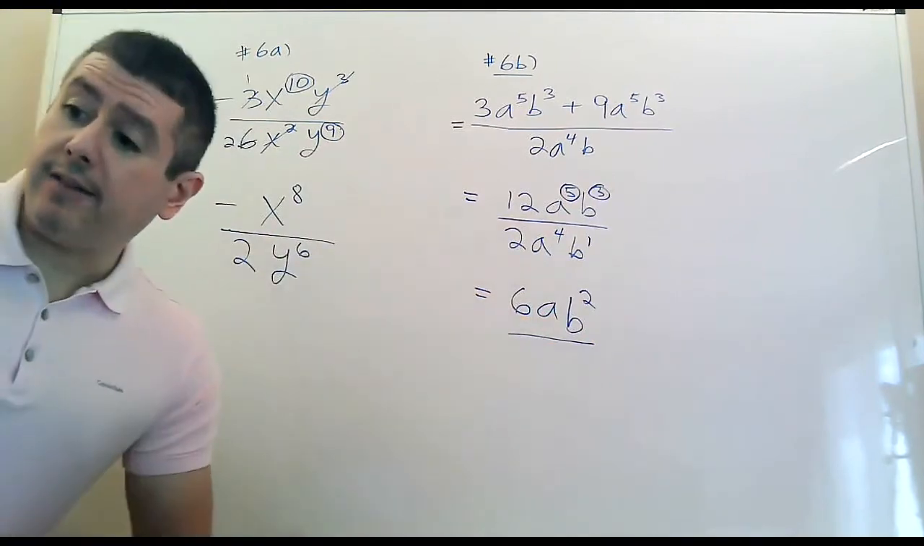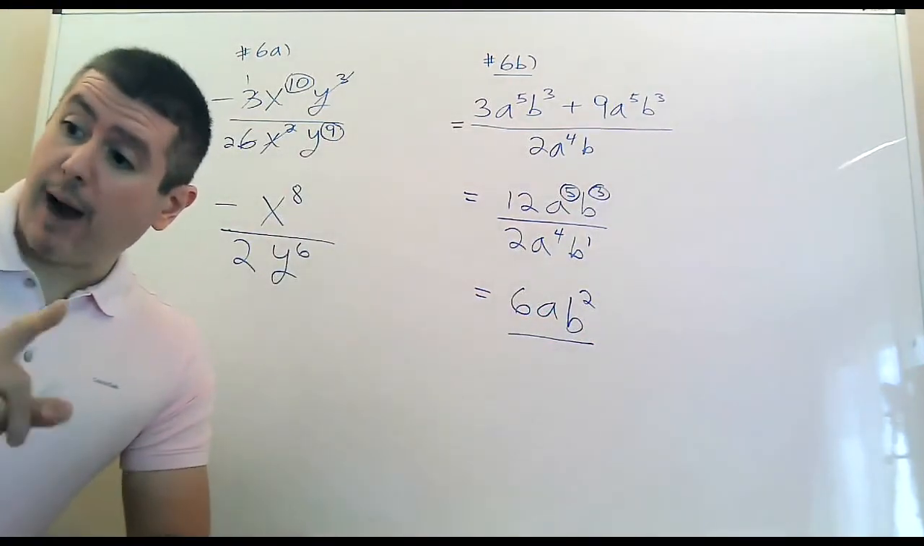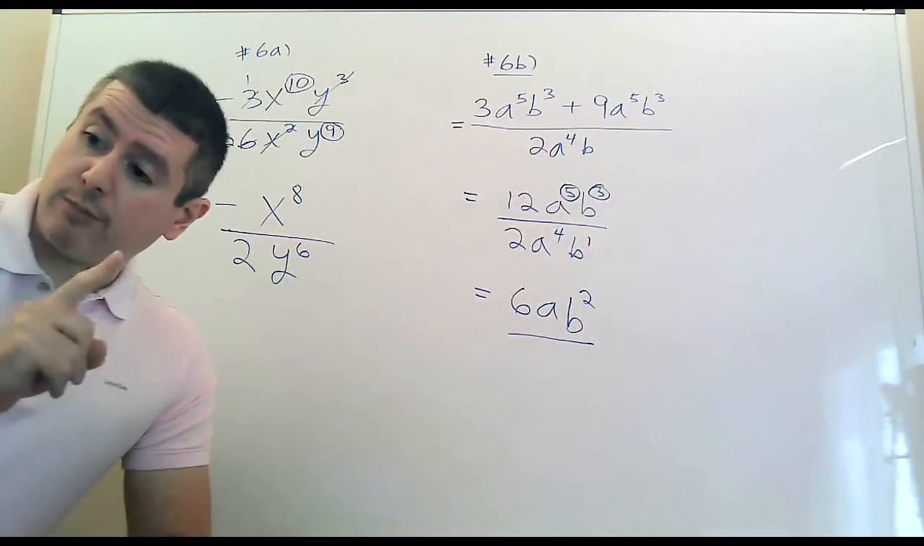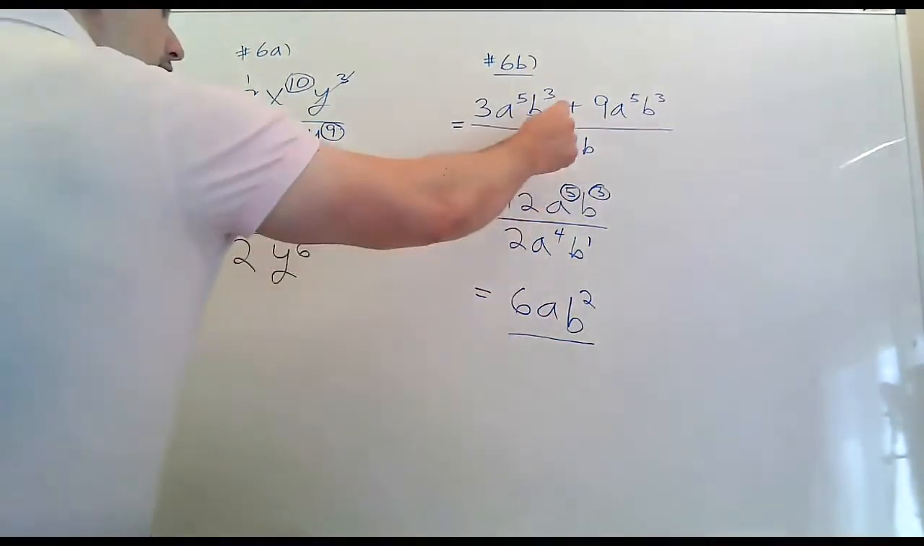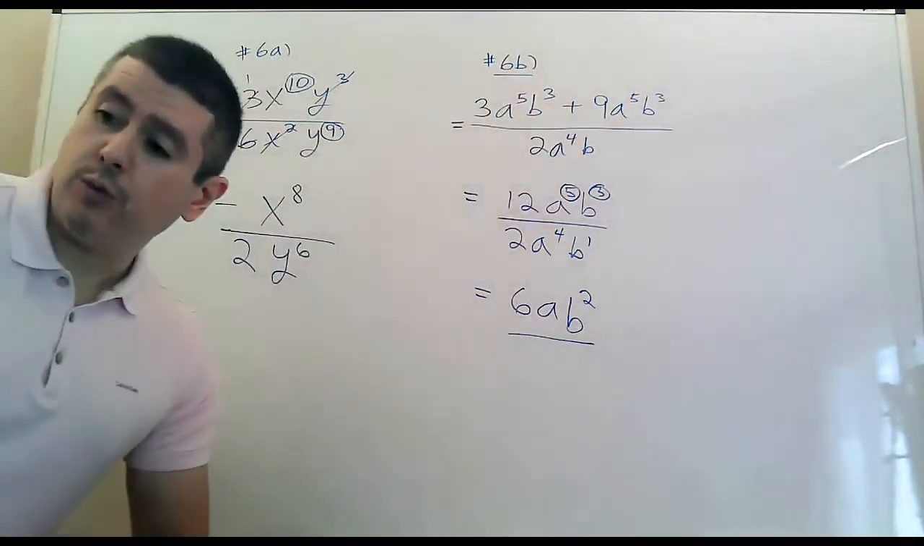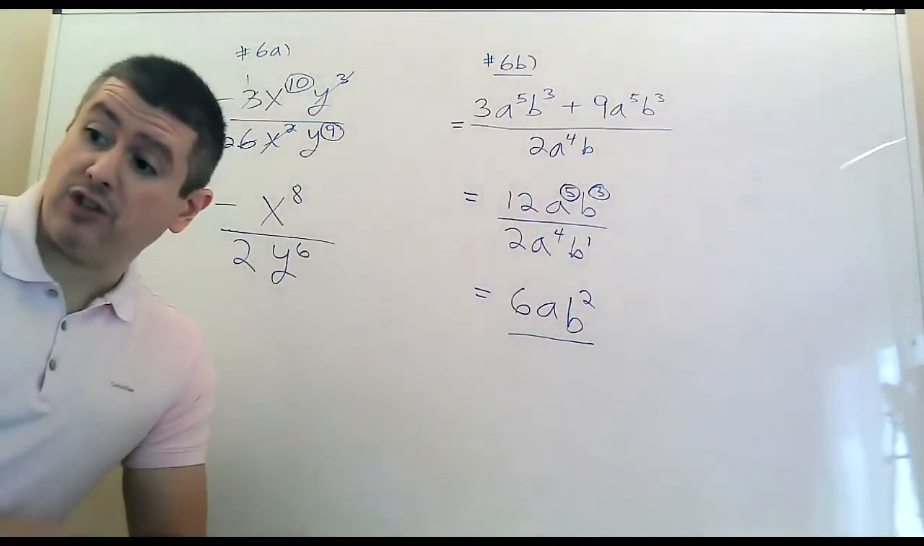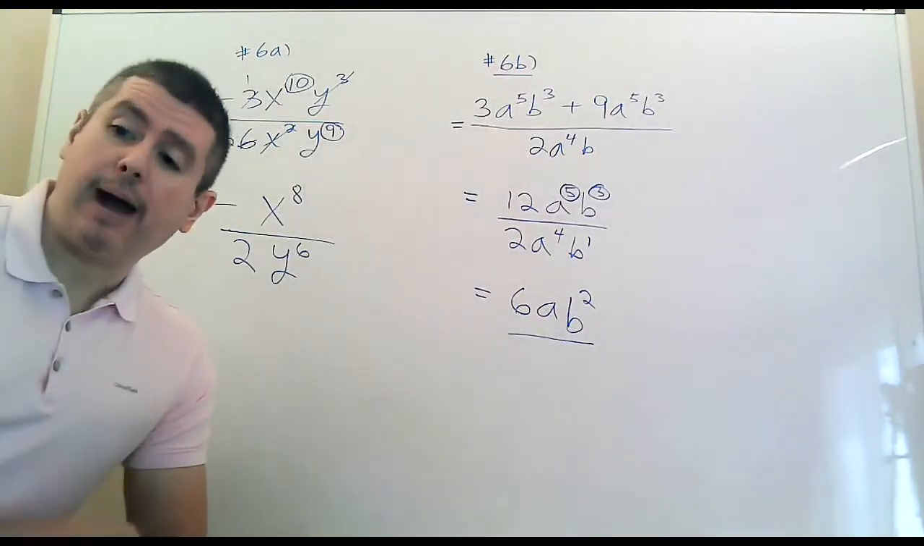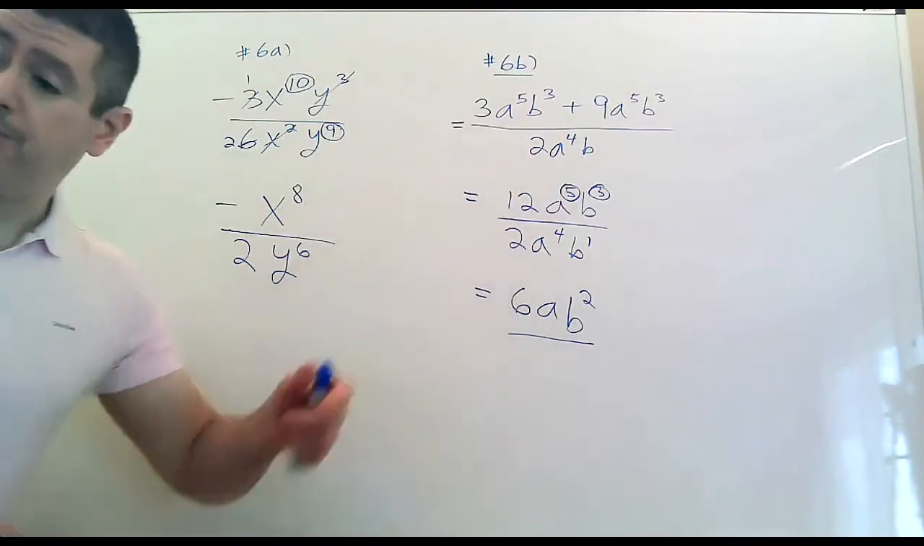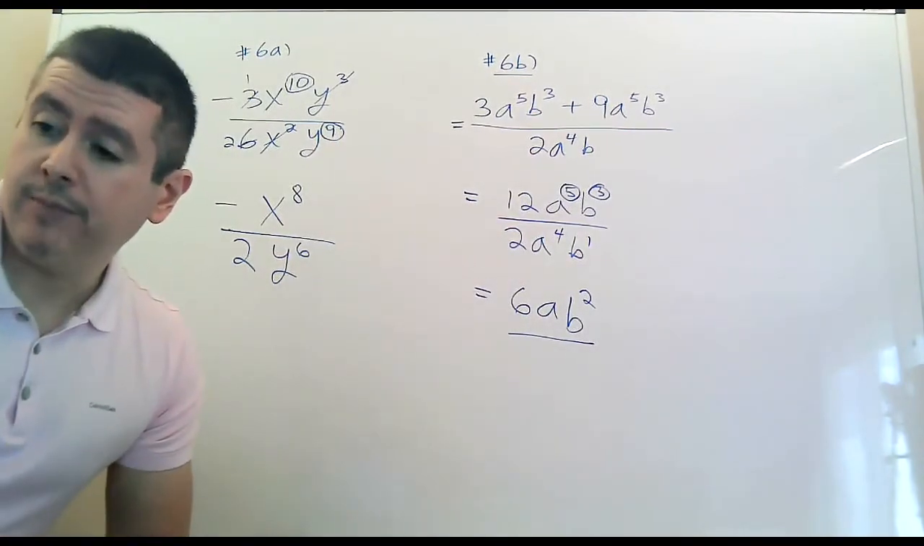So again, add the top, combine them carefully. Remember, the powers don't change when you add and subtract. This problem would be totally different if this was multiplication. You would add the powers there, but it's not multiplication, it's adding. Adding doesn't change the power. So you add them together and then you do division. Right? Subtract the exponents. Not that bad.